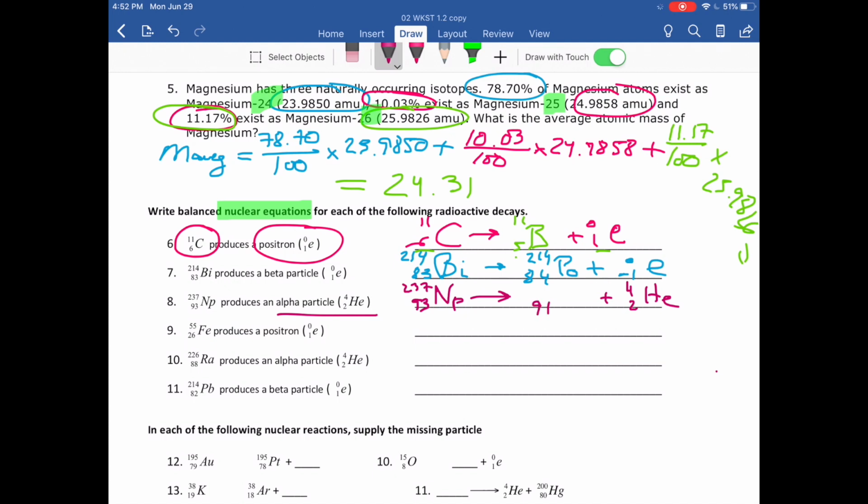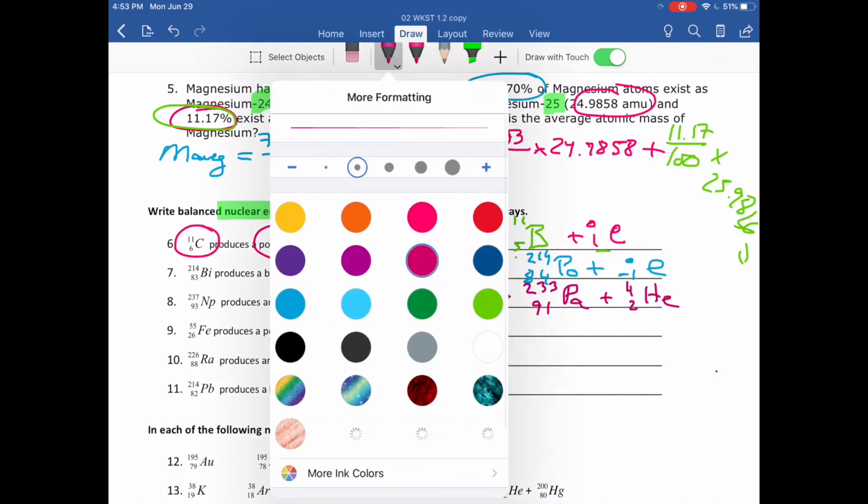All right, so what atomic number plus 2 equals 93? 91. I go ahead and go to the periodic table, and I see that protactinium, Pa, is that element that has an atomic number of 91. What mass number plus 4 equals 237? 233. So that's it. Next one.